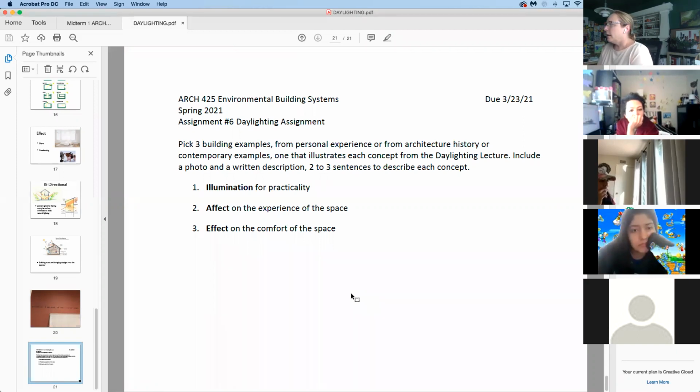I would like you all to pick three different building examples, one that illustrates each of these three concepts. Illumination for practicality, affection for the human experience of the space, ideally inspiring, but you could also have the opposite to show what not to do. And then an example of the effect of daylighting in a space that is affecting the thermal comfort.